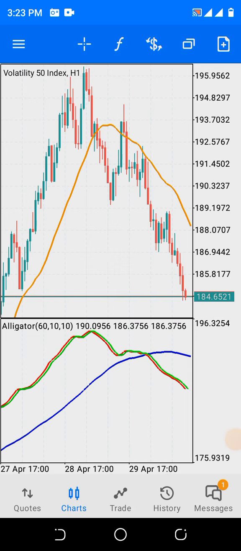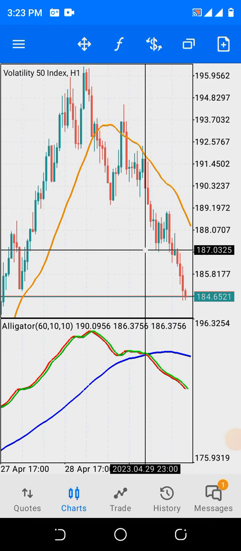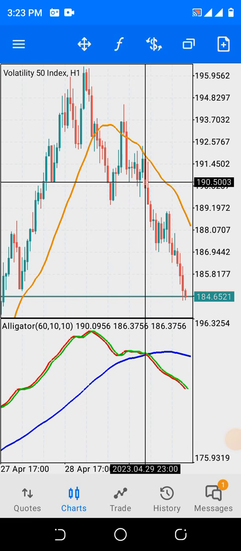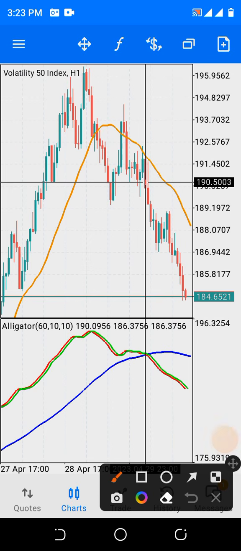Now at this point, this is the correction here. This is where the correction occurs. So you make your sell entry at this point where the correction occurs. Make your sell entry. This is where the correction occurs from the side of the alligator indicator, and this is the candlestick where the correction occurs. So you make your sell entry from this point. Make your sell entry here. Now your stop loss should be just above the moving average.